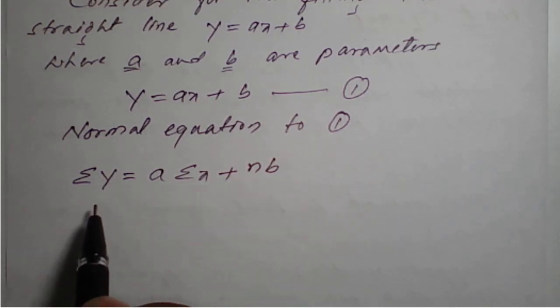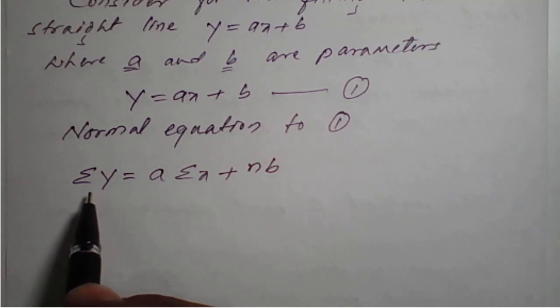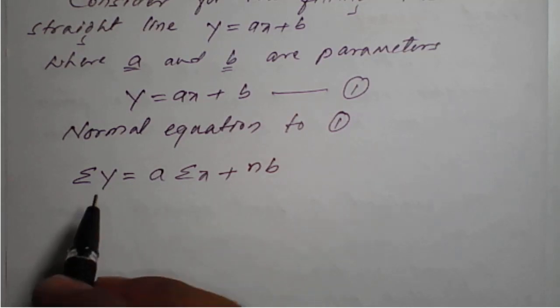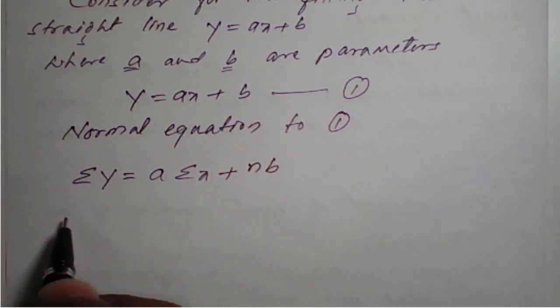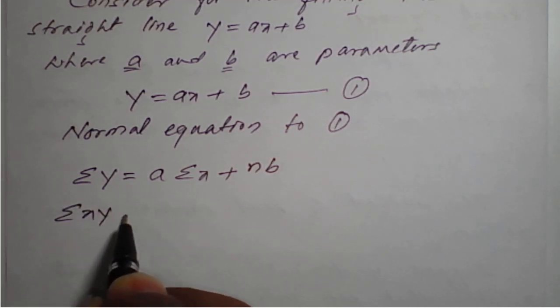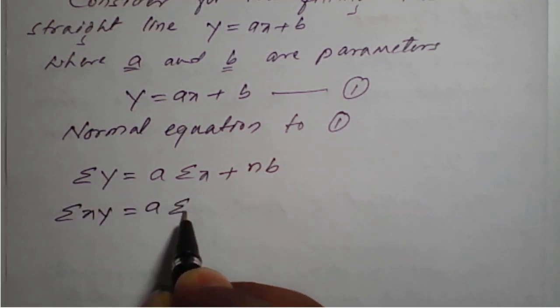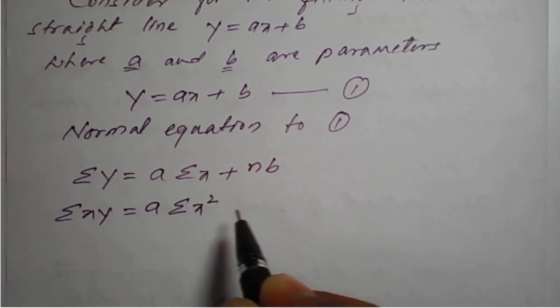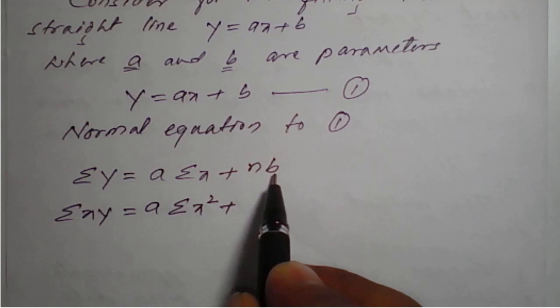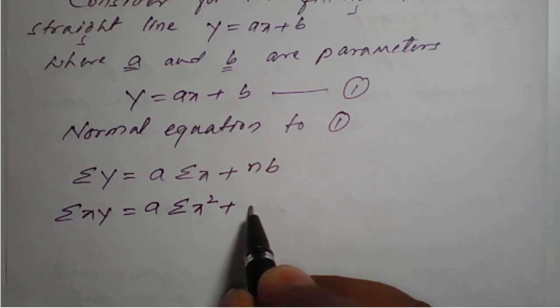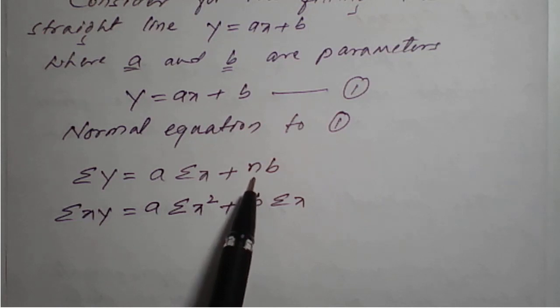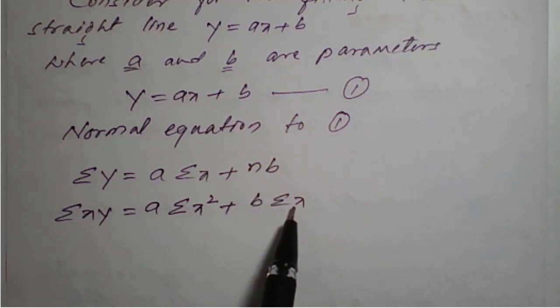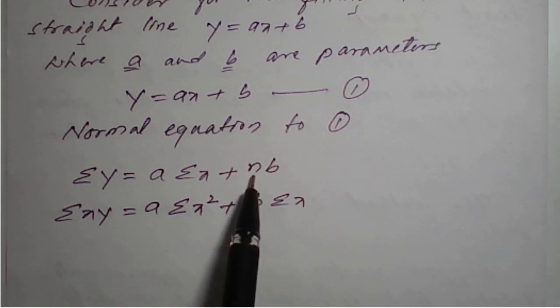Then again we need to multiply x on both sides. That is summation x into y is equal to a into summation x into x. This will become x square plus, if you multiply x here, this will become constant with variable. So at that time b into summation x. We will not write n here, so only b. So b into x we have to multiply. Once the variable comes, n will not come here.